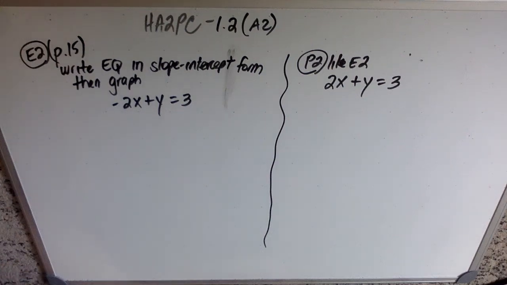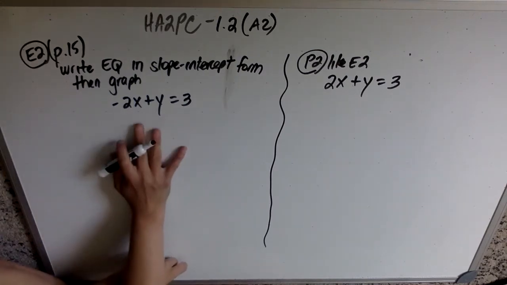This is Honors Algebra 2 Pre-Calculus. We're doing section 1.2 in Algebra 2. All right, so we are doing example 2, which is on page 15. We are asked to write the equation in slope-intercept form and then graph. They worded it slightly differently in the book, but that's easy enough. And then we're going to do a P2 that's like E2.